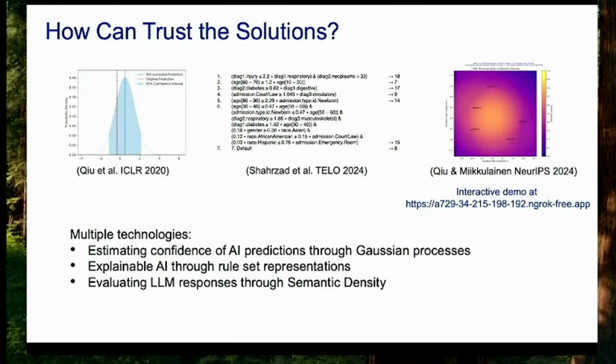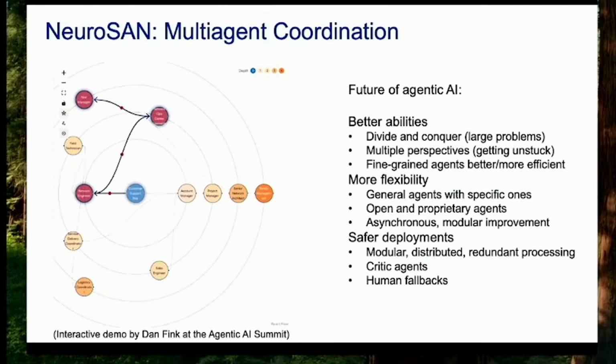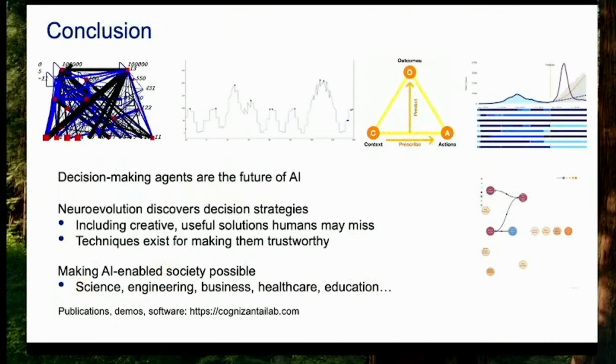All right, so how can we trust the solutions? That's a lot of technology that goes into predicting the confidence intervals around the predictions, explaining them with rule sets, and also, even with the LLM, we can evaluate how confident we are in the LLM output. Last point, multi-agent coordination. We can build multi-agent systems using these technologies, and they will result in better abilities in terms of flexibility and reliability. And later on, Dan Fink will give a short talk and hopefully also a demo of the system in the 4:30 session.